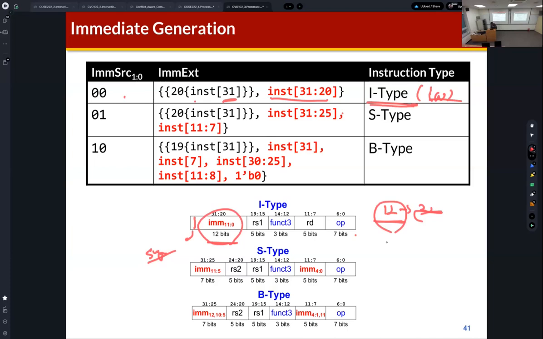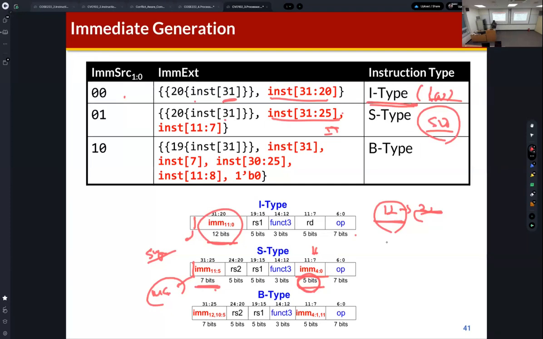How about the S-type? This is the store word. For the S-type instruction, part of the immediate number is stored in the upper 7 bits of the instruction, and the lower part is stored in this field. Also, this MSB is the sign bit. So inst31 is just repeated 20 times, and by combining the upper part and the lower part of the immediate number, we can generate the 32-bit number. So this is the S type.